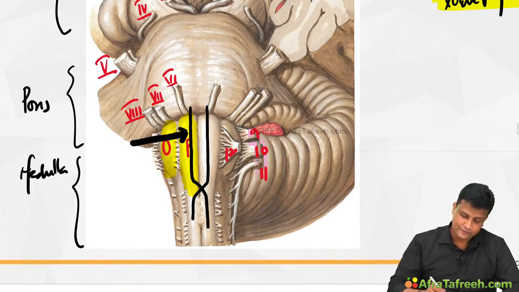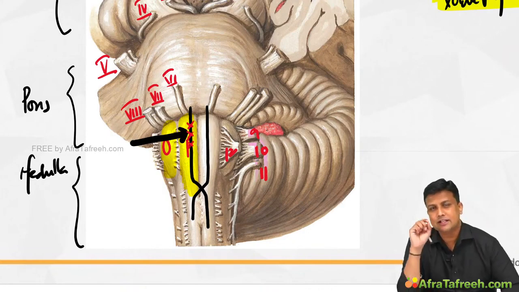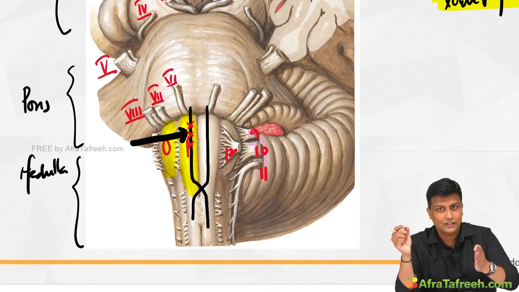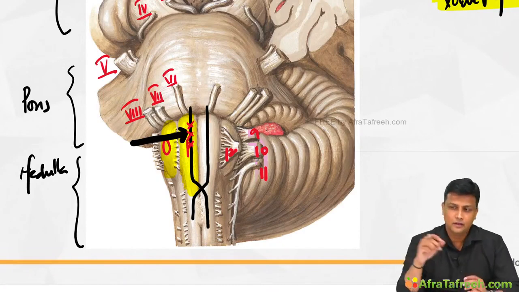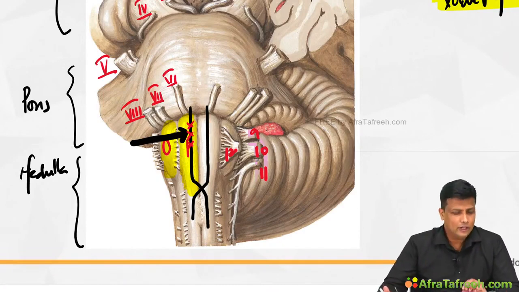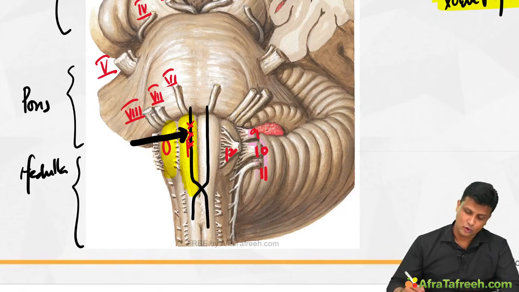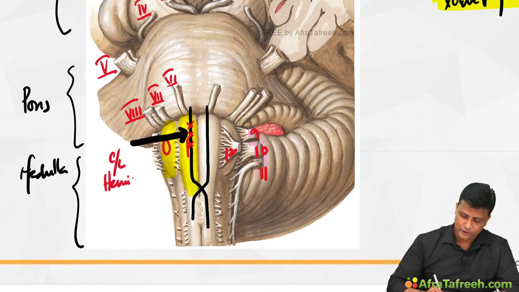So therefore, my dear friends, if there is a lesion in this region, definitely what is going to happen? The effect will be seen on the contralateral side. Why? Because after that it is going to cross. So therefore, it will lead to hemiplegia. I am really happy with your answer there, but the important thing is contralateral. It is leading to contralateral hemiplegia. So if there is an injury in that region, remember, it will lead to contralateral hemiplegia.